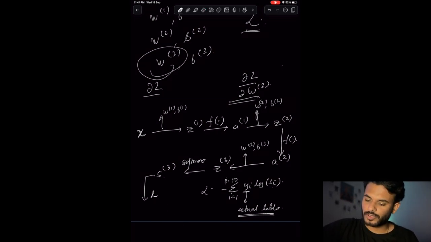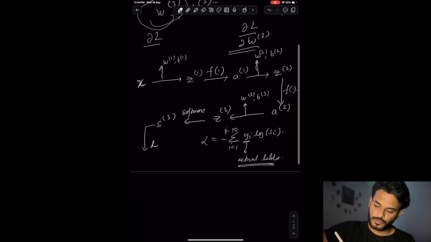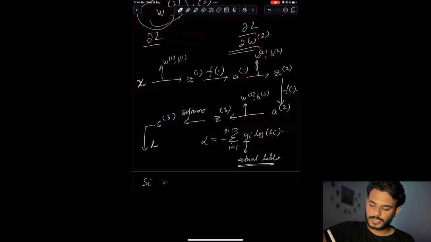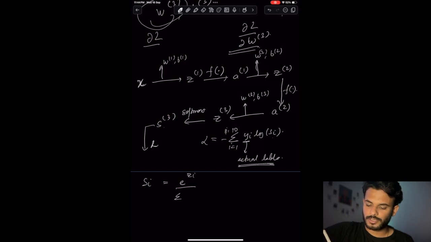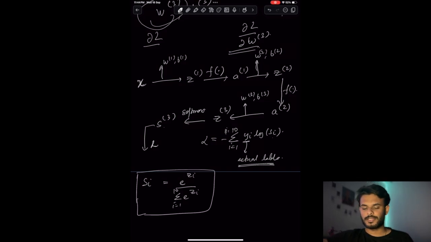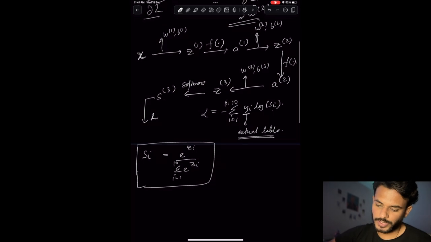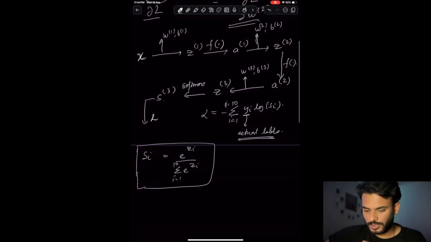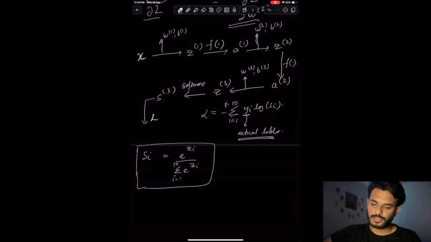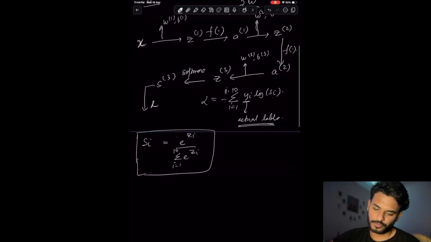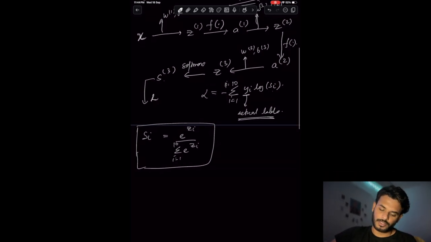Let's write it. Loss we are calculating this, where si is basically e raised power zi divided by summation i equals 1 till 10 e raised power zi. So this is your si, the softmax probability. Basic, simple. So till now we have covered what we have done in forward propagation. Now let's go through how we have to calculate the loss functions.